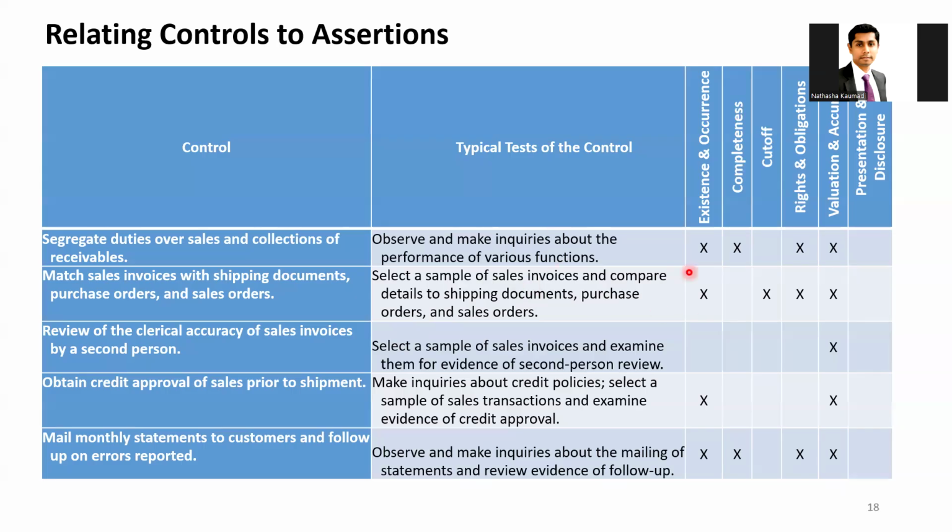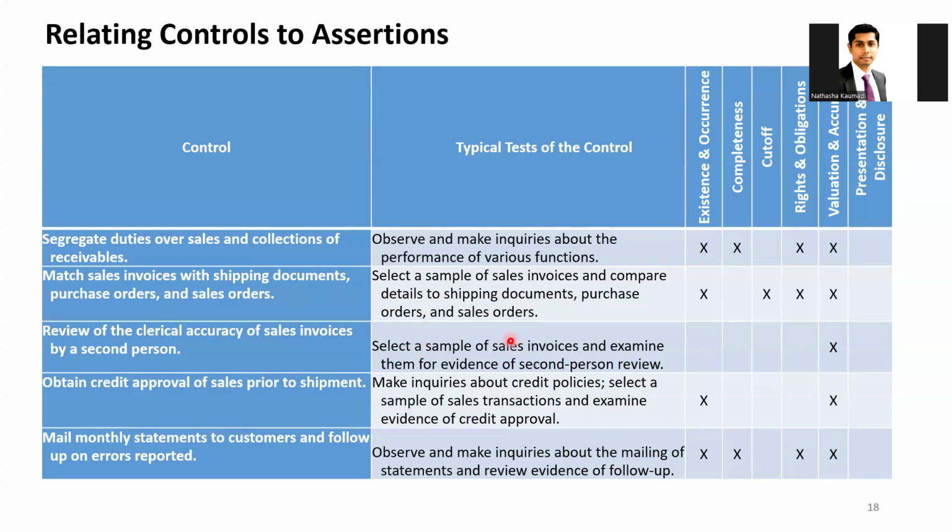Likewise, you check. So again, occurrence and existence can be covered, and then cutoff, because when you match the three documents, three-way matching is done. Most probably, you are recording your sales in the correct accounting period. And then, most probably, the company has a right to record the revenue, and the values are correct. That is why these assertions are covered. And then, there's another control, review of the numerical accuracy of sales invoices by a second person. That means the mathematical accuracy and all.